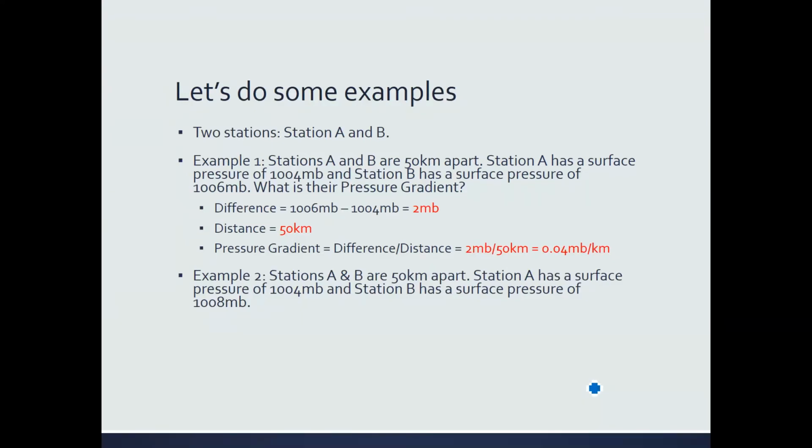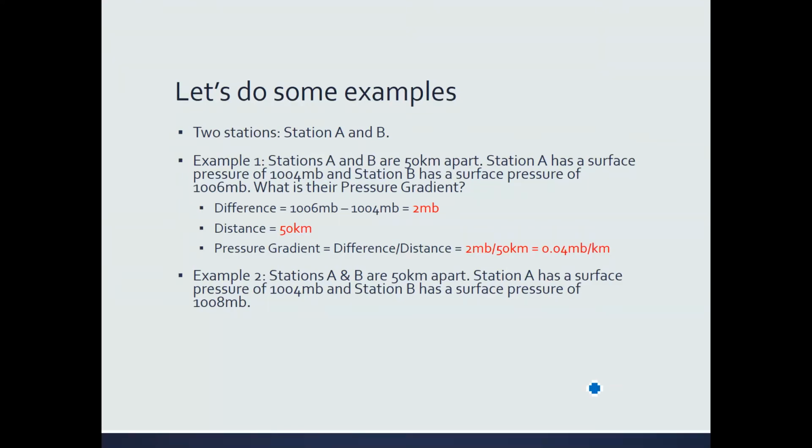So now stations A and B are still 50 kilometers apart, but now station A has a surface pressure of 1,004, station B has a surface pressure of 1,008. How would you calculate this pressure gradient? Again, pause the video, try it yourself, and then let's see what you got.